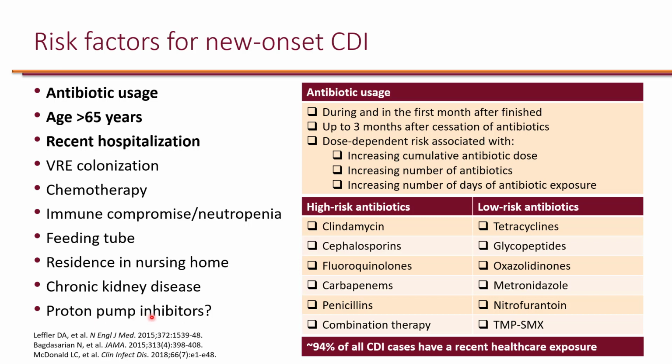diff infection. Things that manipulate the GI tract, such as feeding tube and gastrointestinal surgery, are considered risk factors for C. diff infection because they can disturb the flora. Now let's talk about the elephant in the room, antibiotic usage. The highest risk of C. diff infection is during receipt of antibiotics and in the first month after finishing the antibiotic.